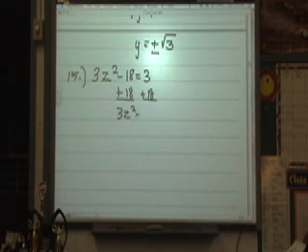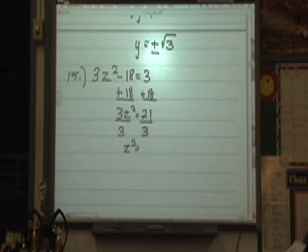3z squared equals 21. Divide by 3. Z squared equals 7. Take the square root of both sides, and z equals plus or minus radical 7.